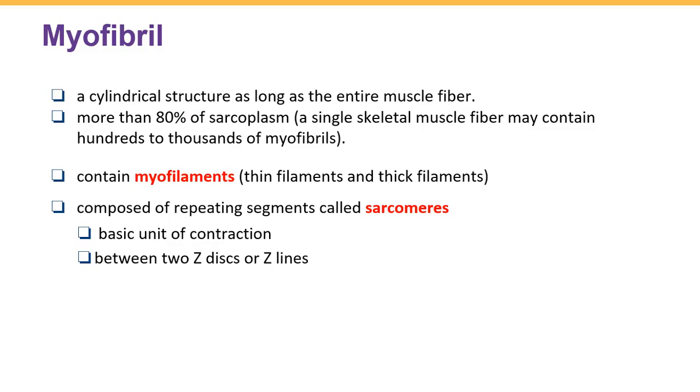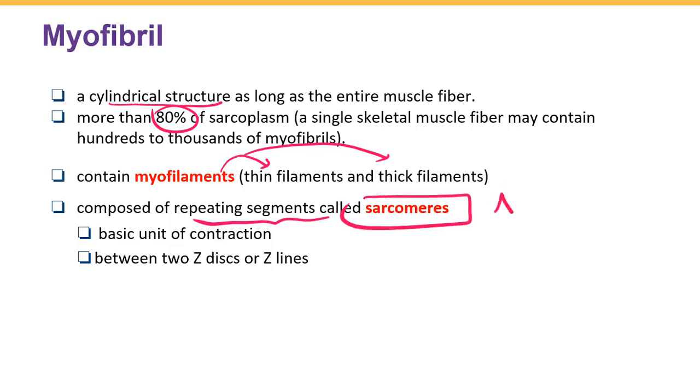Okay, let's review right now. We talked about the myofibril, which is a cylindrical, long structure. Its length is equal to the entire muscle cell. They occupy 80% of the sarcoplasm. Each myofibril contains myofilaments, and each myofilament is composed of thin and thick filaments. Also, each myofibril is composed of repeating segments called sarcomeres. Remember that the sarcomere is the basic unit of contraction.